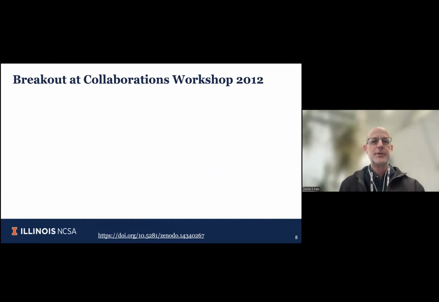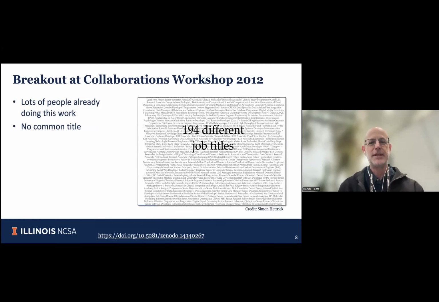Okay. So in 2012, as I was saying a couple of slides ago, people started thinking about this, and there was a breakout session at the Collaborations Workshop 2012, which was in, I think, Oxford, if I remember right, somewhere in the UK. And what folks at that workshop did when they were thinking about these two different things of software engineering and research realized that a lot of people were already doing both of these, but they didn't have a common title. And in fact, they discovered that in the UK, there were 194 different job titles that were being used for people that were doing some part of software development and some part of research.